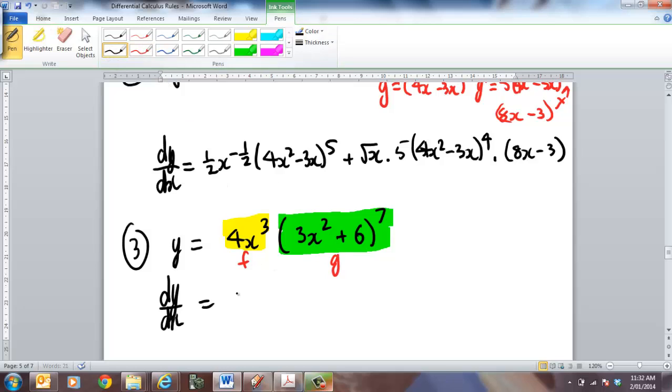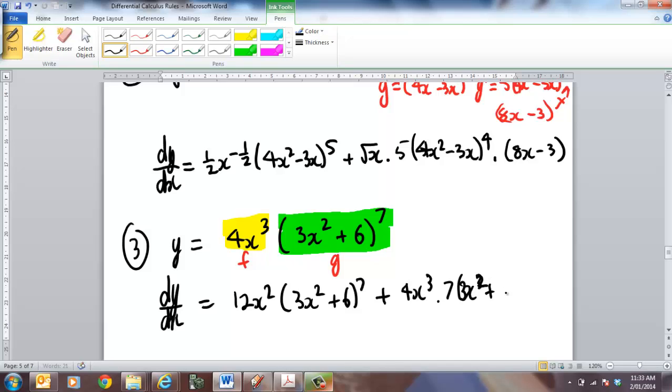So all I say is it's f dash, so it's going to be 12x squared times by g, which is (3x squared plus 6) to the power of 7, plus f of x, which I know is 4x cubed times by g dash. Now we've got to differentiate that: 7 (3x squared plus 6) to the power of 6 times by what's inside the bracket, that becomes 6x. That's done, finished.